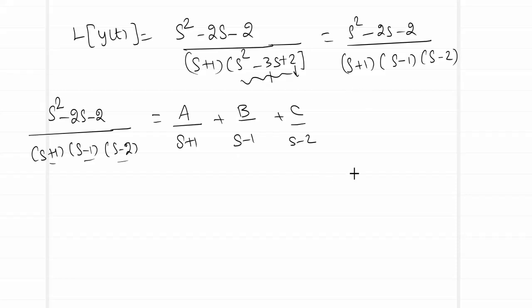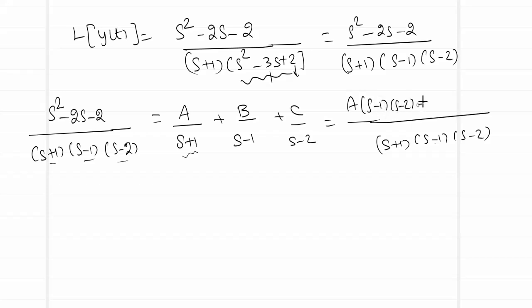Now let me take the LCM. So the LCM is s plus 1, s minus 1, s minus 2. For s plus 1, what is missing? s minus 1 and s minus 2. So this gives me a times s minus 1, s minus 2. Next term, what is missing for s minus 1? s plus 1 and s minus 2. So s plus 1, s minus 2 is attached to balance it. Plus c times what is missing for c? s minus 2 is here. So the missing quantity is s plus 1 and s minus 1.